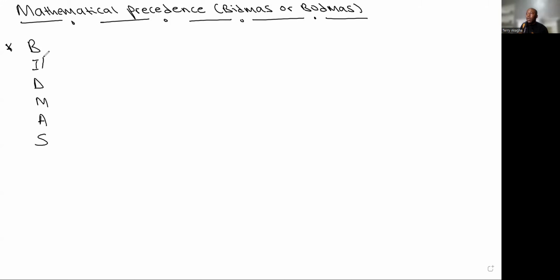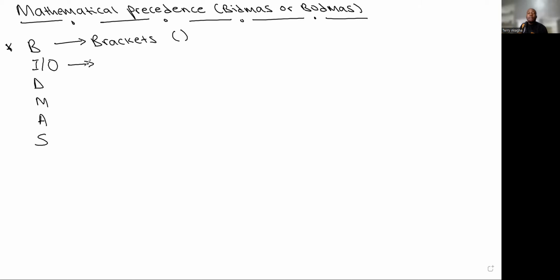So some textbooks call it BODMAS. So instead of having I, they have O here. So it's basically the same thing. So what it means is that you solve the brackets first, okay? So you solve the brackets. Then after you solve the brackets, so that means things that have a bracket sign.